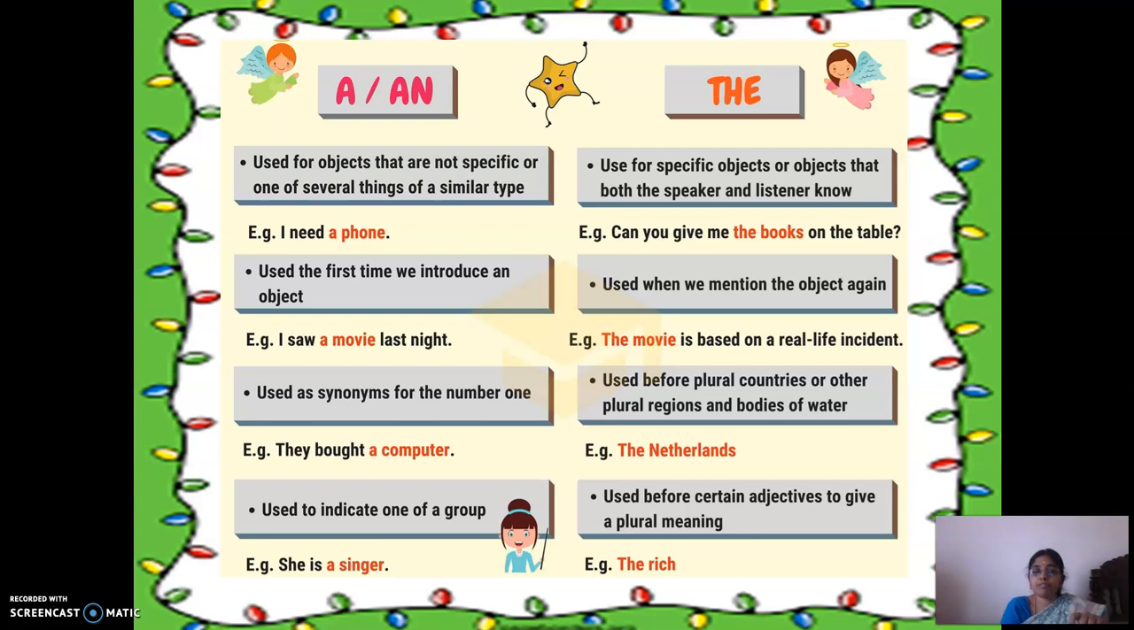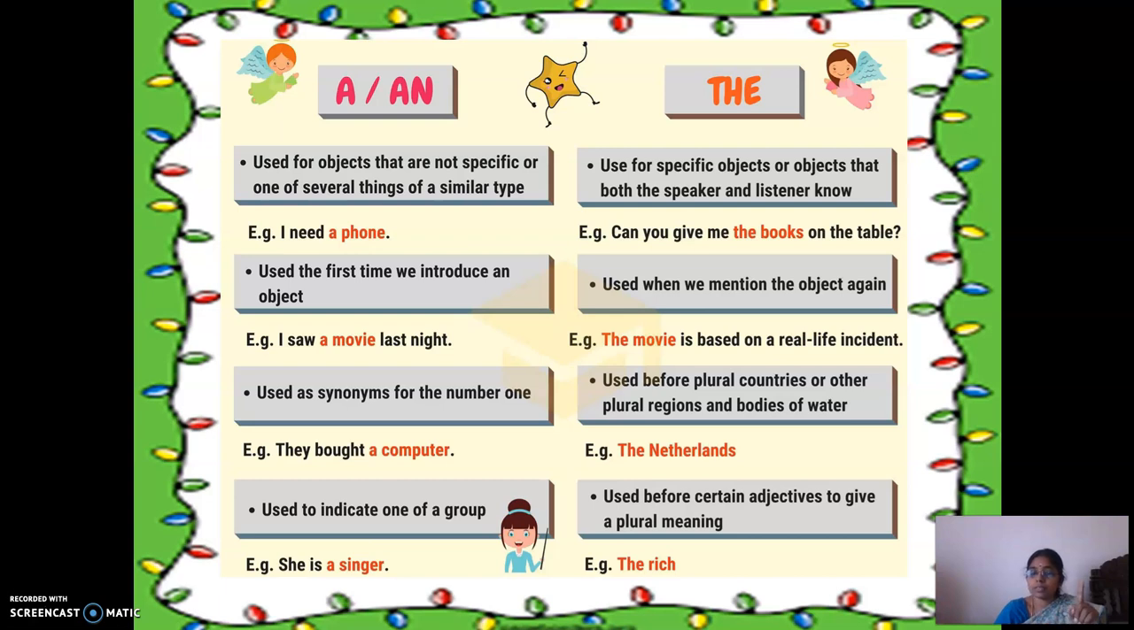Used as a synonym for the number one. So singular. They bought a computer. A is a word used to represent singular one. Used to indicate one of a group. So in a group, so many members will be there, so many objects will be there, whatever it is based on the group. And out of that, you are going to point out one, there you will use a. She is a singer.